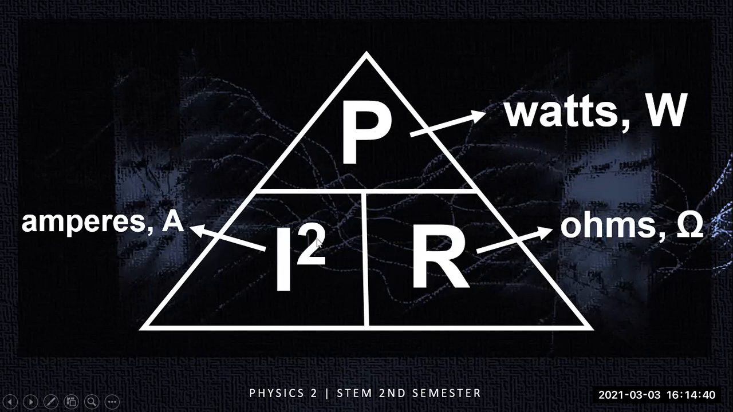For the last one, the cross triangle formula, we have here P, I squared, and R. If we were to compute for power or wattage, we just need to know the current and the resistance. So I squared times R. If we were to compute for the current, we need to get the square root of the quotient of P and R. So P over R, and then take its square root. If we were to compute for R, you just need to divide P over I squared.